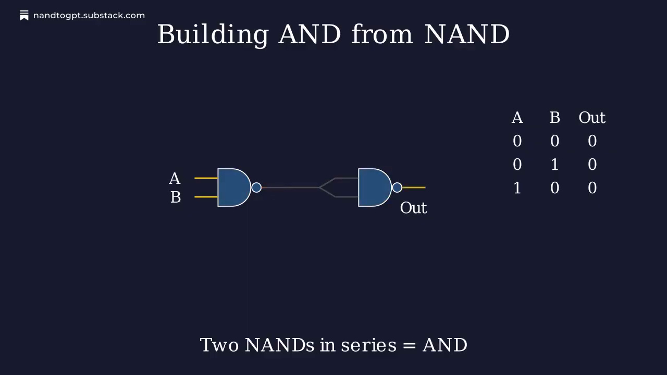Let's verify. 0 and 0 gives 0. 0 and 1 gives 0. 1 and 0 gives 0. 1 and 1 gives 1. Perfect.